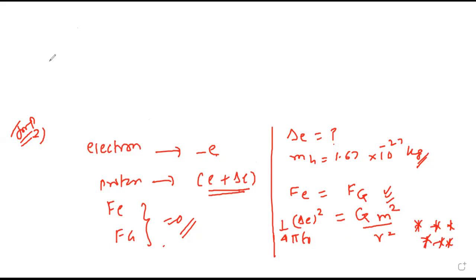Yes, sir. 1 upon 4 pi epsilon is 10 raised to 9. So I had a doubt. We equated both Fe and Fg, like the gravitational law and electrostatics law, right? Yes, gravitational force and electrostatic force, because they are telling us the net is 0.